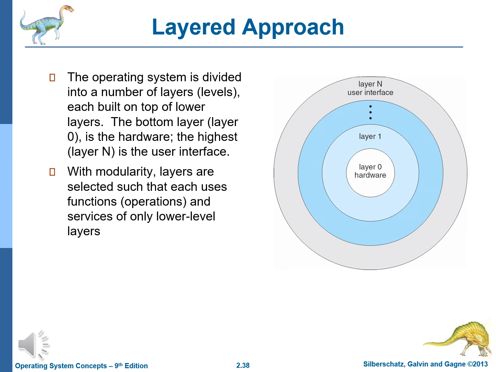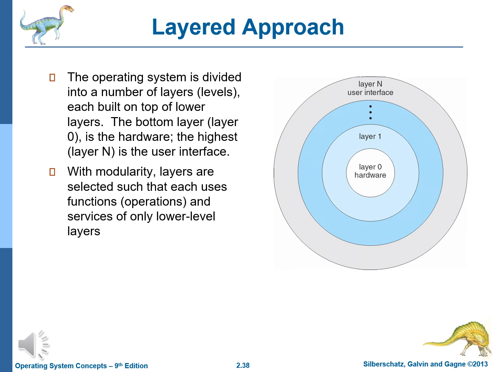Each layer is implemented only with operations provided by lower level layers. A layer does not need to know how these operations are implemented. It needs to know only what these operations do. Hence, each layer hides the existence of certain data structures, operations, and hardware from higher level layers.